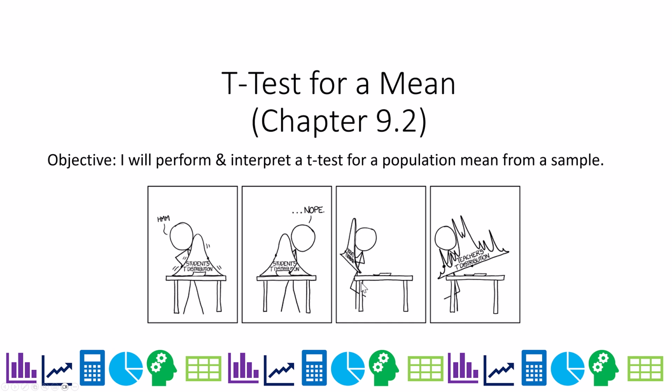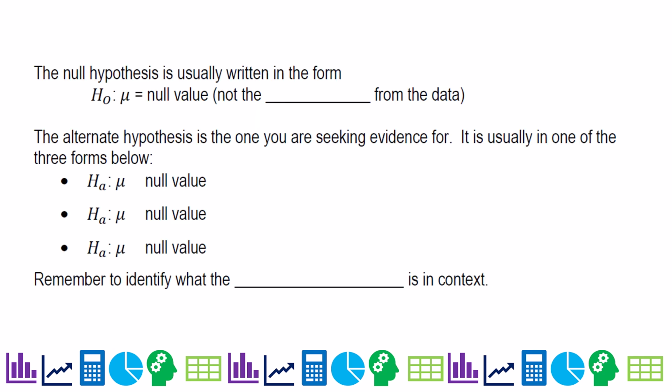We're going to test if a mean is where we might think it is, so if we have evidence to change our mind. First of all, we have to start with a null hypothesis. So our mean is some assumed value. Not the mean from the data, but the mean from the assumption. And we'll practice that. So H naught, it's always mu equals.